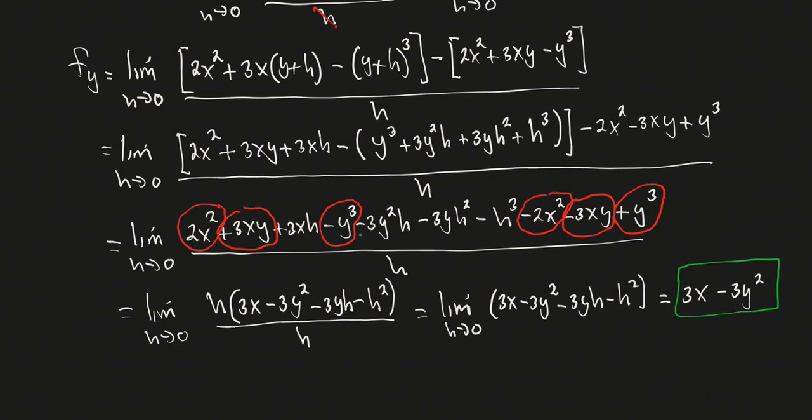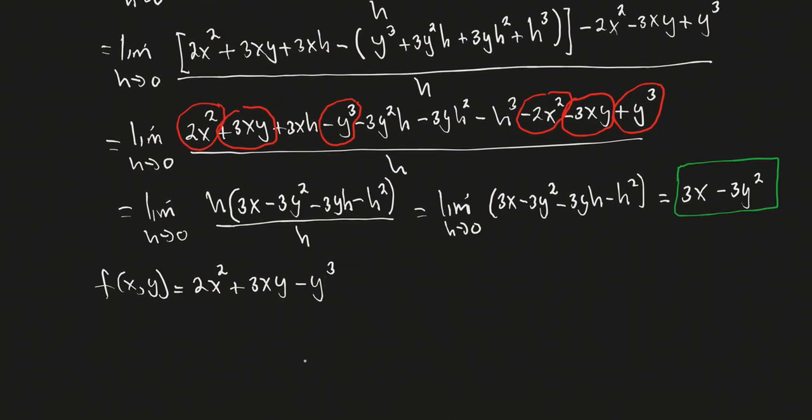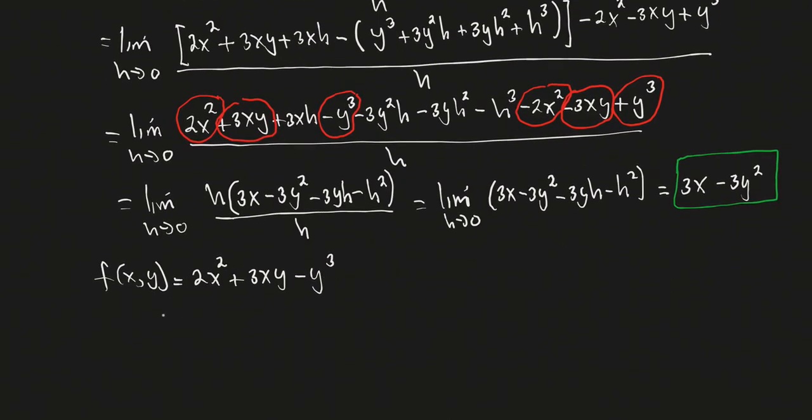Right, so let's just summarize so that we have everything in one line. Remember the function that we started with: 2x squared plus 3xy minus y cubed. And we came up with these two things. When we did the first partial derivative with respect to x, you remember what we got?